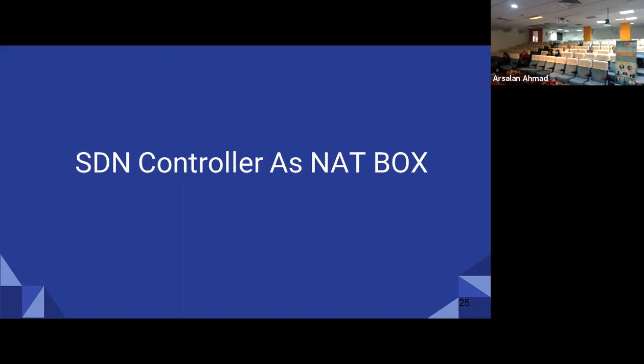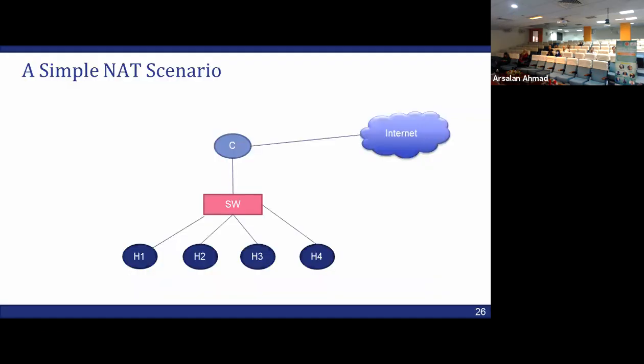Let's have an example or a demonstration. This was all the theoretical discussion that we have today. Now let's have some hands-on and practical work as well. Let's have a simple scenario. Here we have a switch and a controller and four hosts attached to them. The controller will act as a NAT box and will route the traffic of each host to the internet, which we will demonstrate right now.